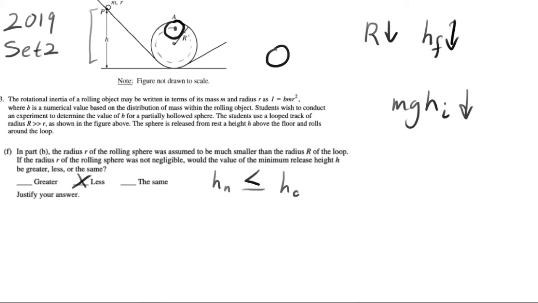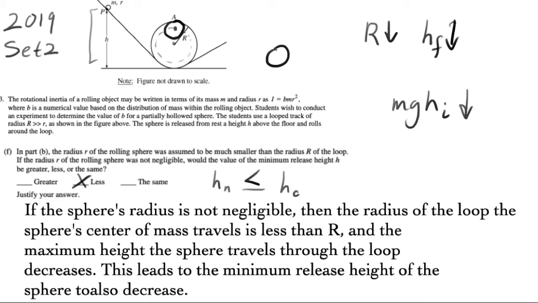The next part is the justification. You just lead the grader through your process of getting to this answer. My justification would be that if the sphere's radius is not negligible, then the radius of the loop the sphere's center of mass travels is less than R, and the maximum height the sphere travels through the loop decreases. This leads to the minimum release height of the sphere to also decrease.